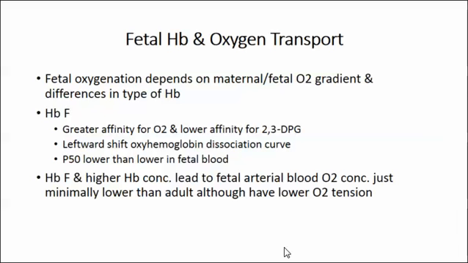And so the hemoglobin F and the higher hemoglobin concentration, as you know, babies, fetuses have significantly higher hemoglobins. The combination of those lead to fetal arterial oxygen concentration being really just minimally lower than adult arterial blood oxygen concentration, even though, as I mentioned, the fetus is going to have a lower oxygen tension. It's going to be, as I said, not higher than 50 to 60.